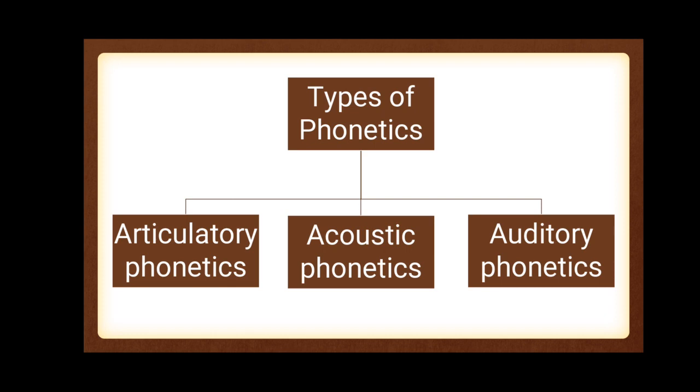Second, acoustic phonetics, we study the physical properties of speech sound waves in the ear. When you produce a sound, it is in the ear. You study different ways of this sound. And the third, auditory phonetics, we study how the sound is perceived or how the sound comes to your ear. So these are types of phonetics.